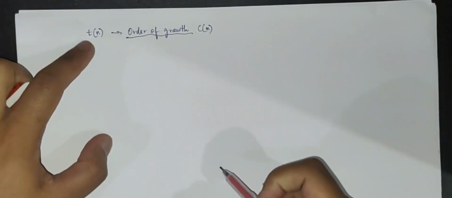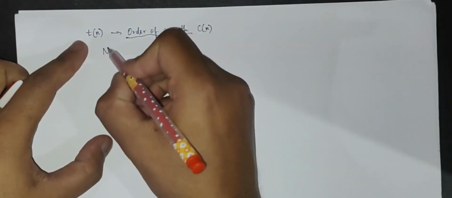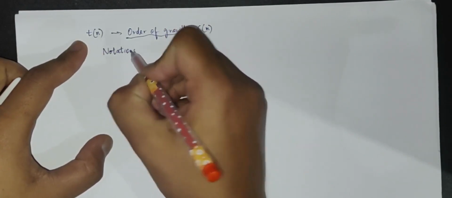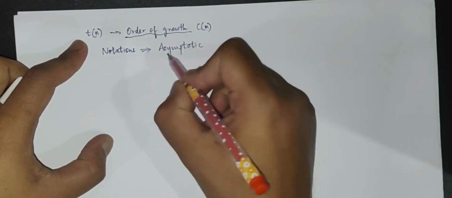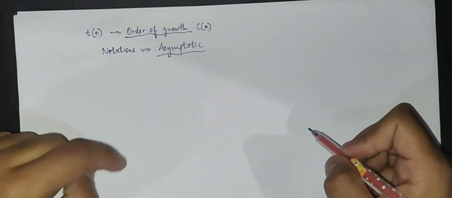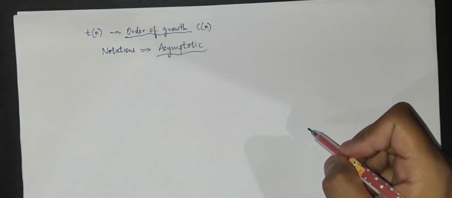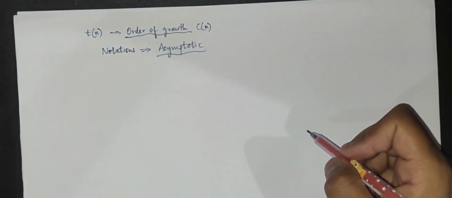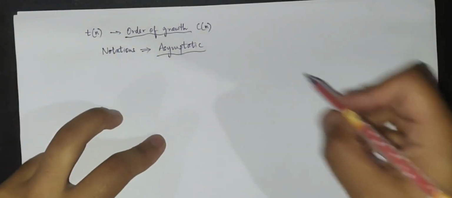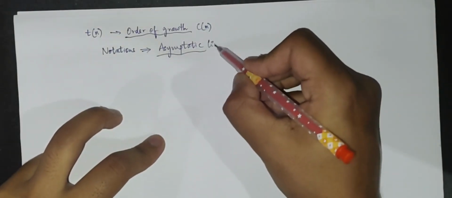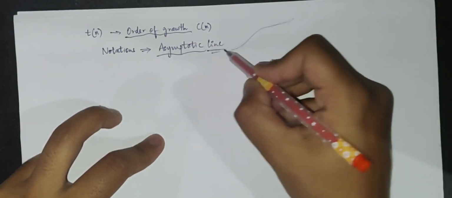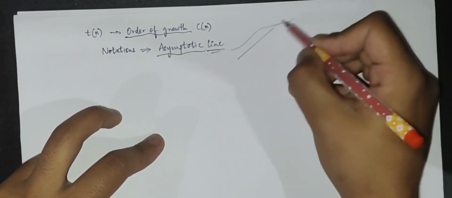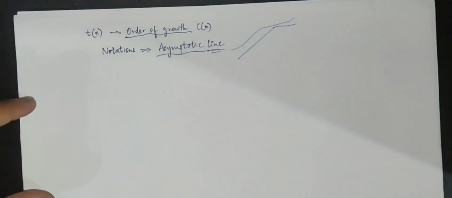In order to denote the efficiency of an algorithm, there are some notations which we use. These notations are actually asymptotic. In mathematical terms, asymptotic is something which approaches a value or a curve arbitrarily closely, but never touches that curve. So if I say the line is asymptotic, this usually means that there is some curve, and this line would approach this curve, but it would never touch it. That is what asymptotic usually means in mathematical language.